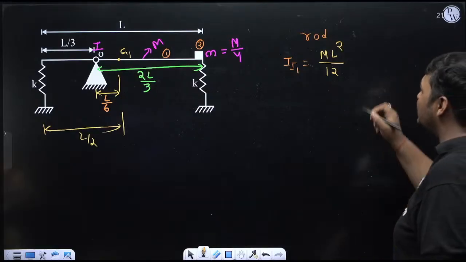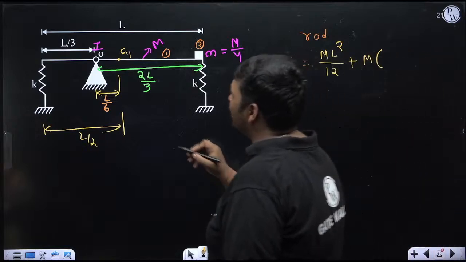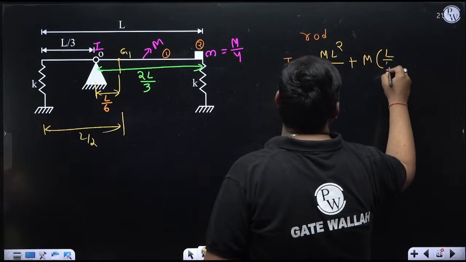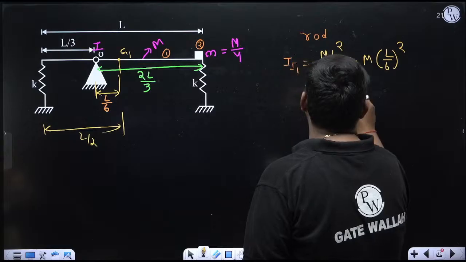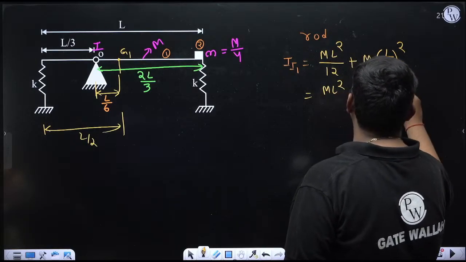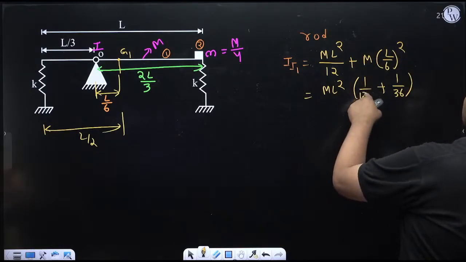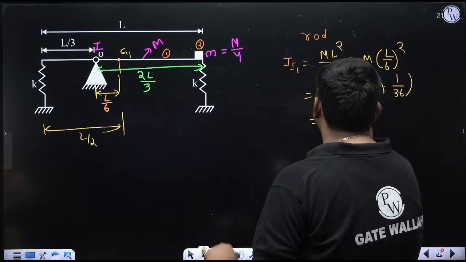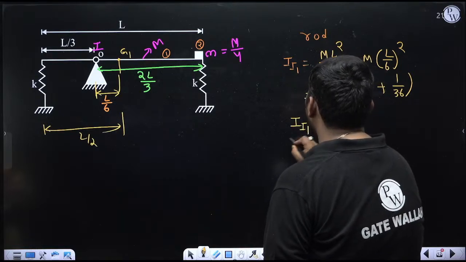So for that, add the mass of the rod, capital M, into R dash square. And what is R dash? The distance between the center of gravity of the rod, that is G1, and the eye center. This distance is L by 6, so it will be L by 6 whole square. Calculation is your part. It will be ML square, I take in common, 1 by 12 plus 1 by 36. 12 3s are 36, so 3 by 36 plus 1 by 36 is 4 by 36, which is 1 by 9. So it will be ML square by 9. So this is the mass moment of inertia of the rod about the eye center.